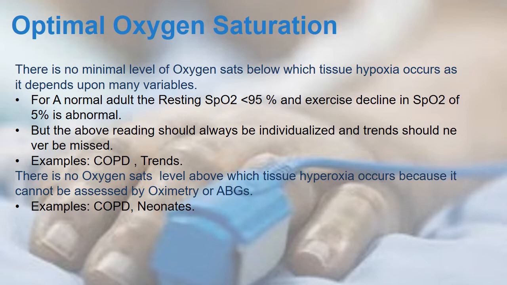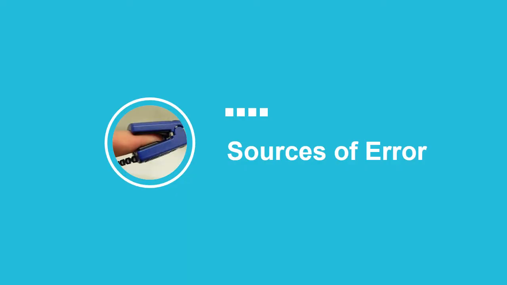Okay. The other thing is that there is no upper limit of oxygen at which we see that hyperoxia occurs. We don't know this because the pulse oximeter does not tell us that. So you have to be very cautious, especially in COPD, in patients with obstructive sleep apnea, as well as in neonates. You can harm them when you give a high amount of oxygen to those patients.